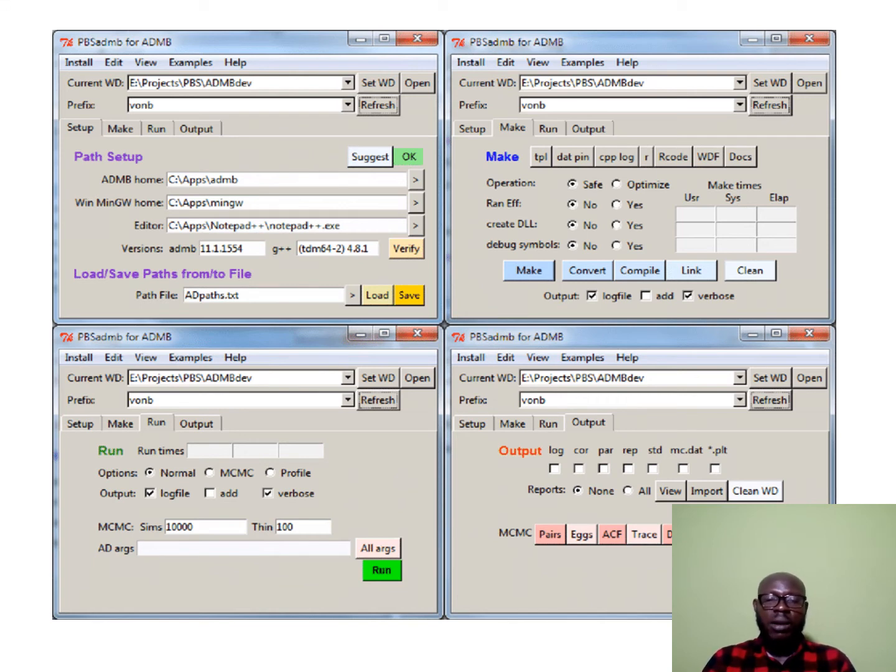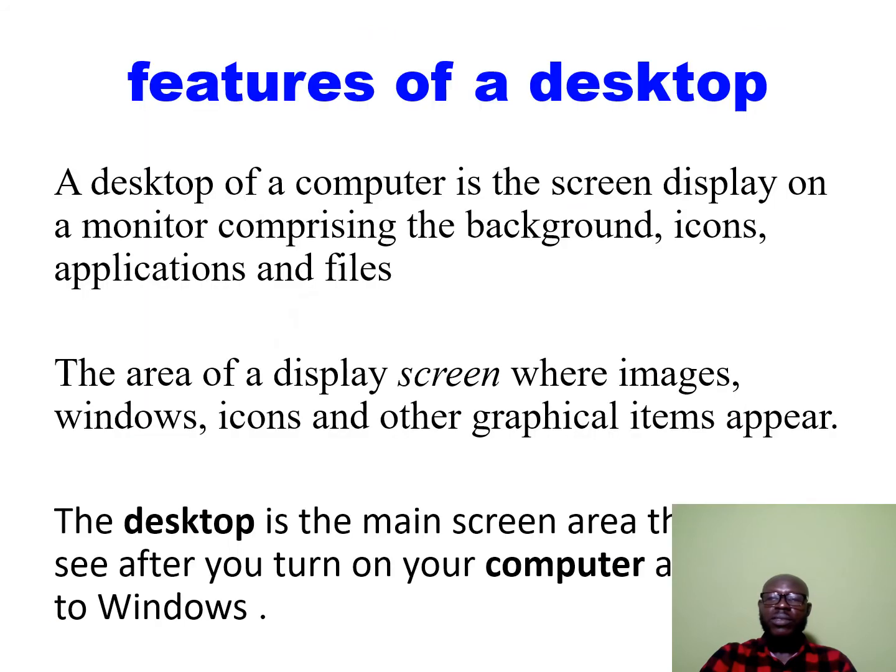So that becomes a graphical user interface. It enables the user to communicate and interact with the system using those input devices. Good. All right.